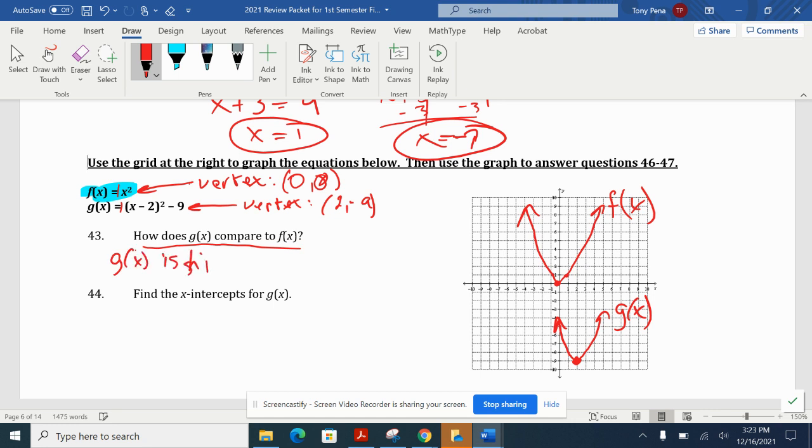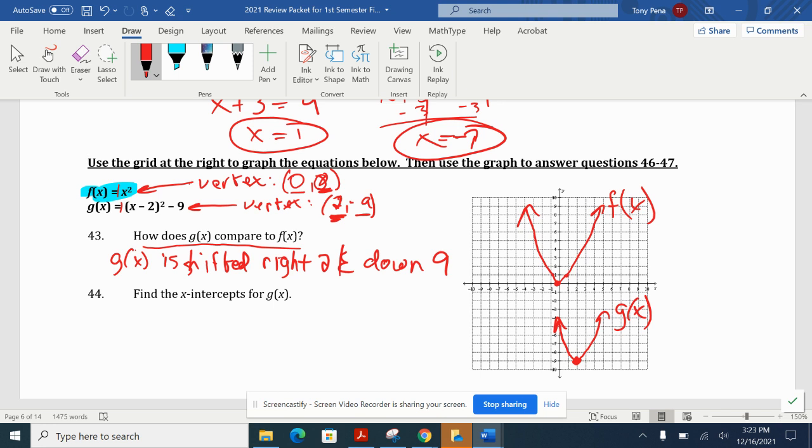is shifted right 2. So if you look at the vertex here, that's why the x coordinate was a 2 from 0. And instead of the y value of 0, it's the y value of negative 9. So it went to the right 2 and then got shifted down 9. All right, that's how we changed that graph, by just moving the vertex around.